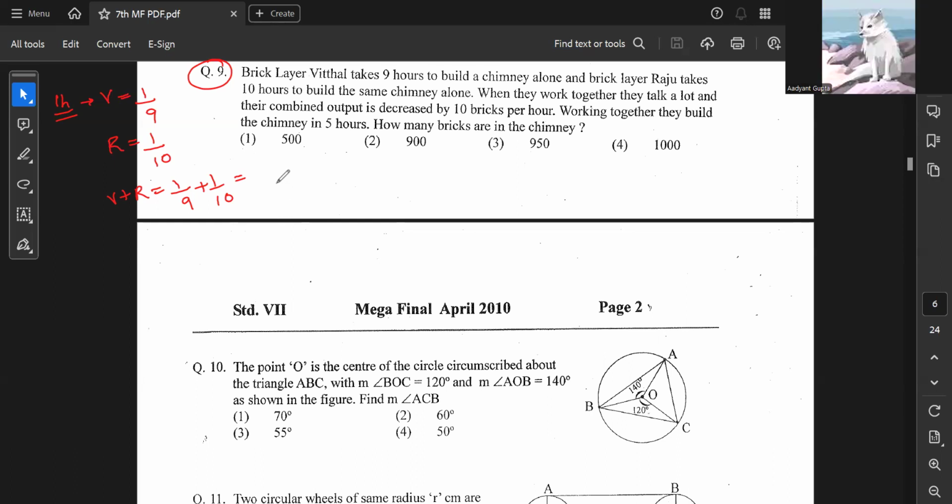So here, when we do the total, we get 19 by 90. And if they work 5 hours, if we calculate, it comes to 95 upon 90. So the extra is 5 upon 90, and as mentioned, the brick output is decreased by 10 bricks per hour. As they have worked for 5 hours, the decrease is 50 bricks. So 5 by 90 is 50 bricks. Therefore, if we do 90 by 90, it will come to 900 bricks. So that will be the answer.